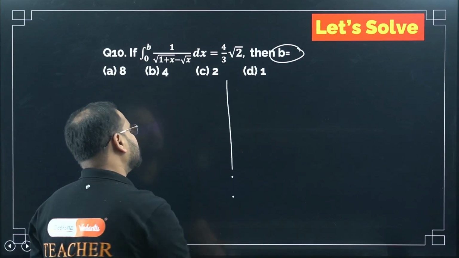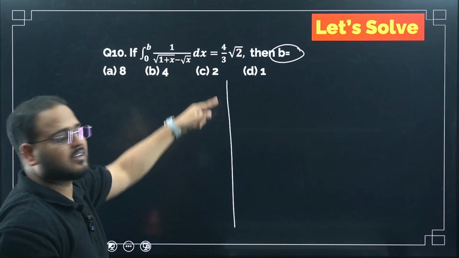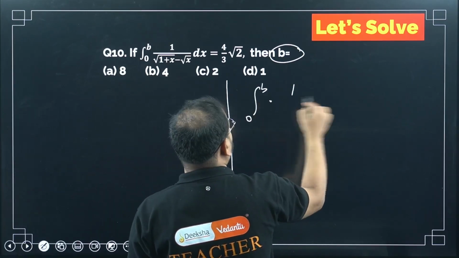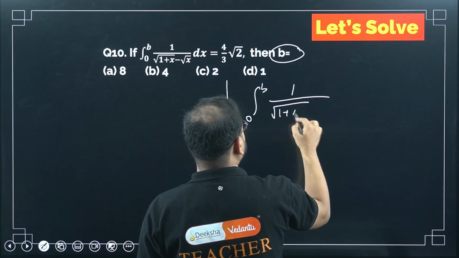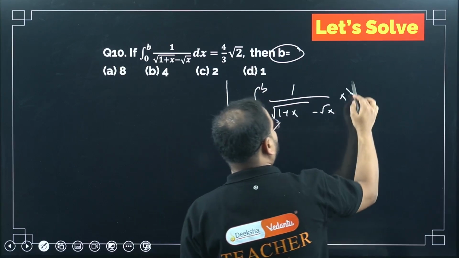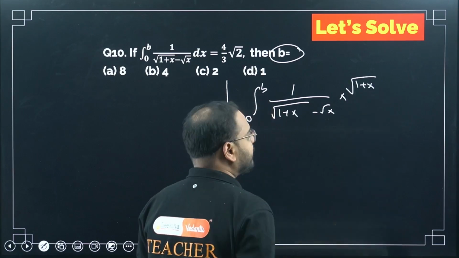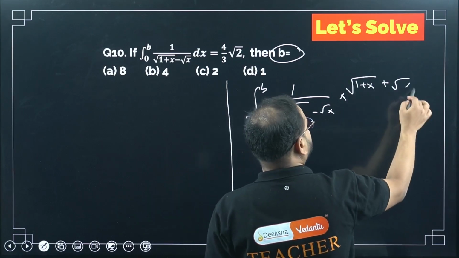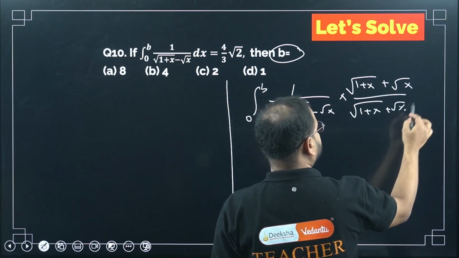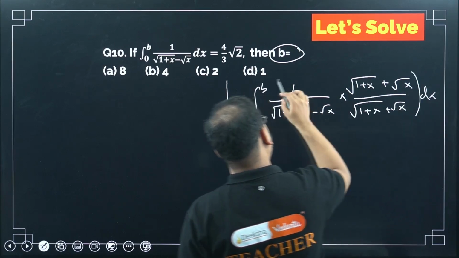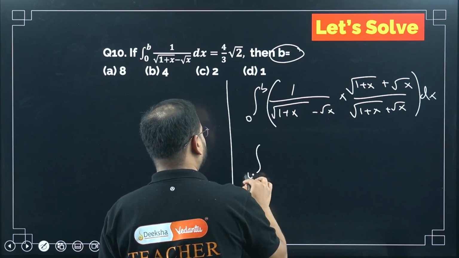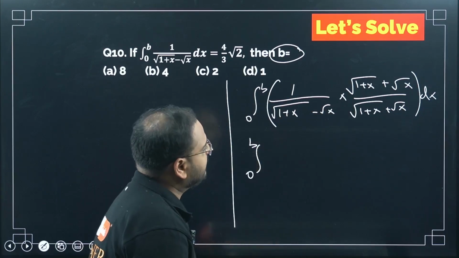First thing is very simple, do the integration. Root is there, so I will rationalize it. Integral 0 to b, 1 upon 1 plus root of 1 plus x minus root x. Rationalize it: 1 plus root of 1 plus x plus root x, and the same in the denominator, with dx, because integration is with the variable dx. Please have a look.